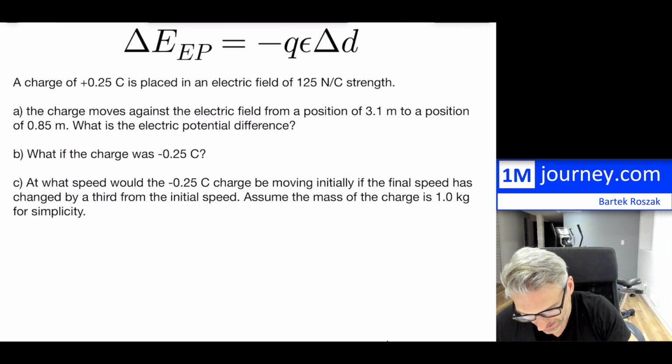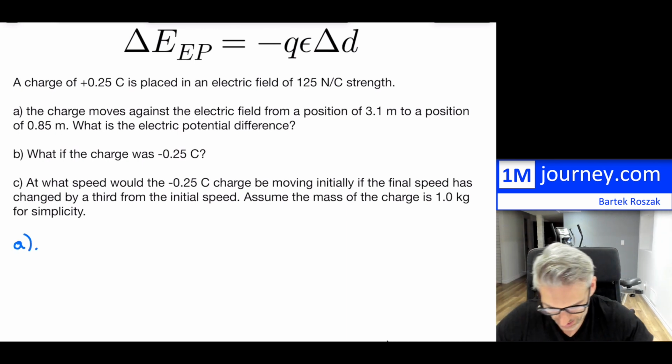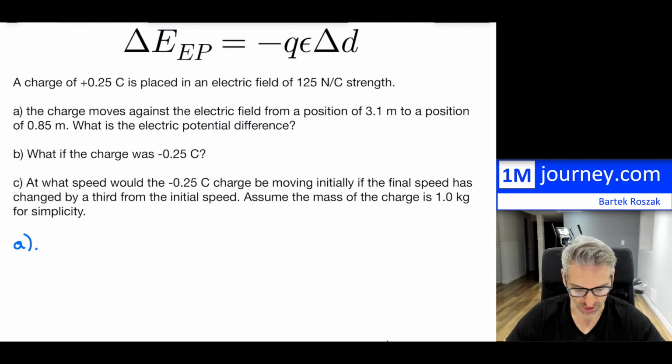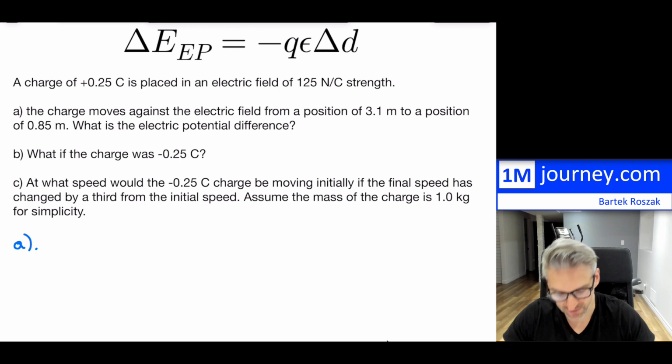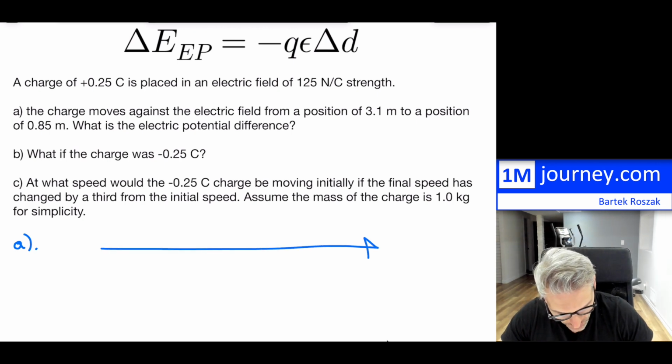For part A, we have a charge which is moving against the electric field from a position of 3.1 meters to a position of 0.85 meters. What is the electric potential difference? It doesn't matter how it's moving, as long as you know whether it's moving with the electric field or against the electric field. That's something you have to know. Our charge is 0.25 coulombs, placed in an electric field of 125 newtons per coulomb.